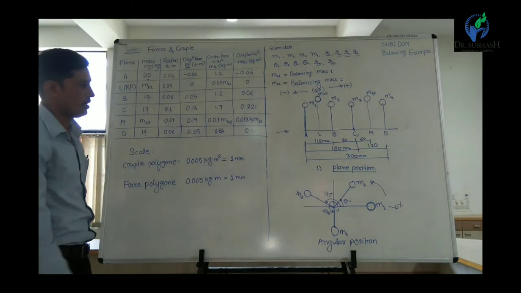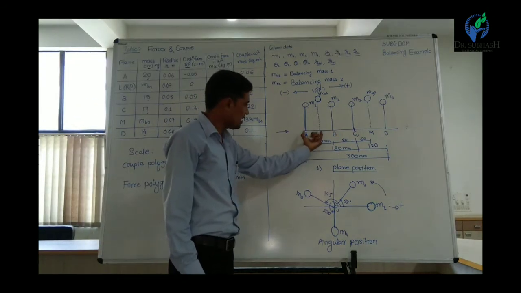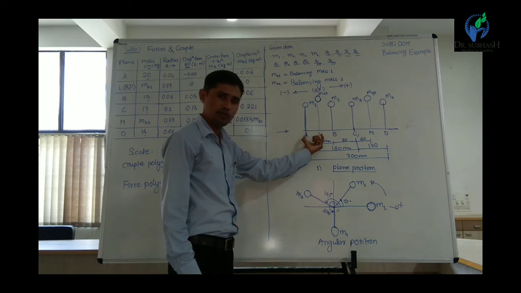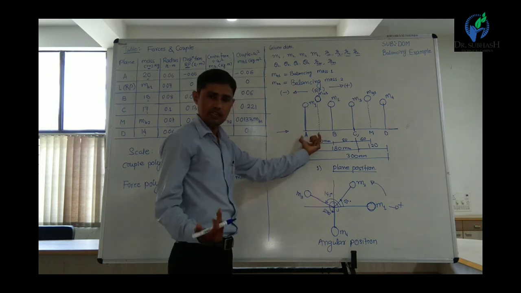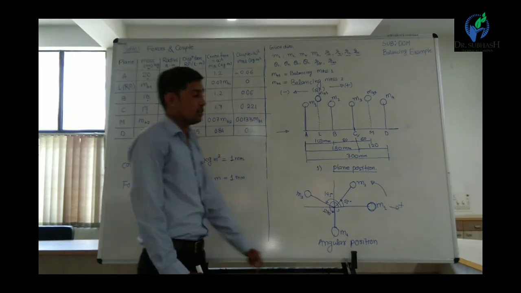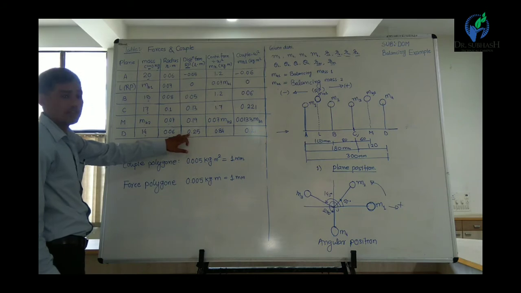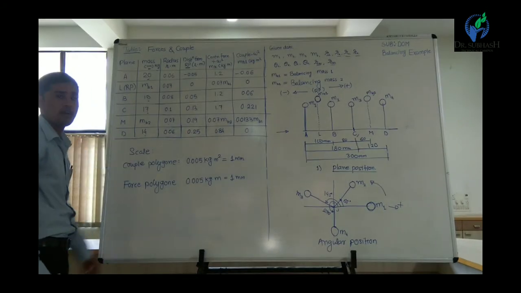And the last one is the D plane. We know that the total distance is 300 mm, and out of this 300 mm, AL is 50 mm. If we subtract AL from AD, then it will be LD, so it is 250 mm. So here we have written 0.25.